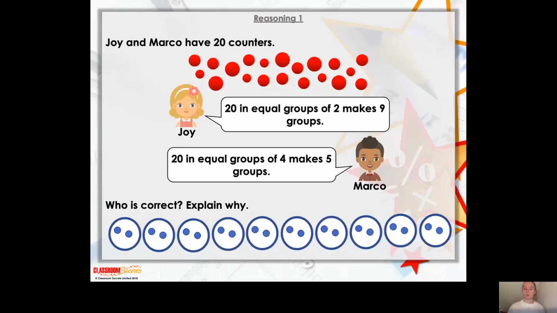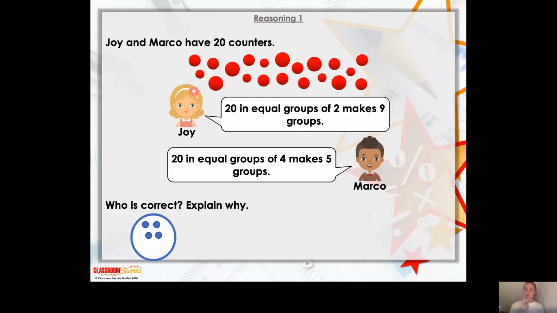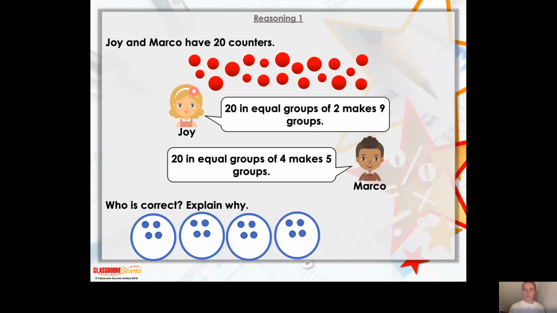Now, what about Marco? Was he right? Let's have a look. So here's his first group of 4. And remember, we're counting up in 4s because he's got 4 in each group. So 4, 8, 12, 16, 20. Oh, stop. We've got 20 counters, and we've got 4 in each group. Now, how many groups did he make? Well, he's got 1, 2, 3, 4, 5. So he was correct. Marco was correct.